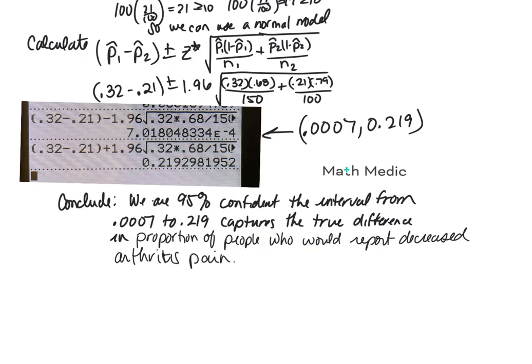And since our interval does not contain 0, it's really, really close to 0, we could say there is convincing evidence. There is convincing evidence of a difference.